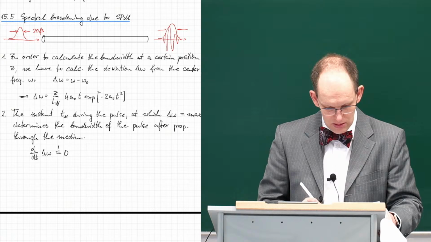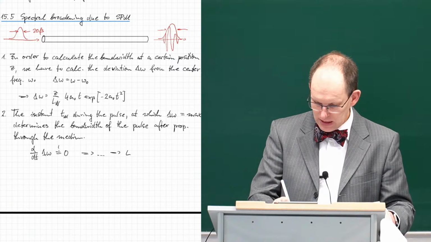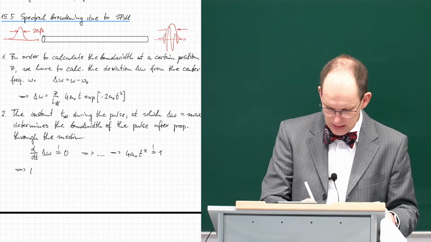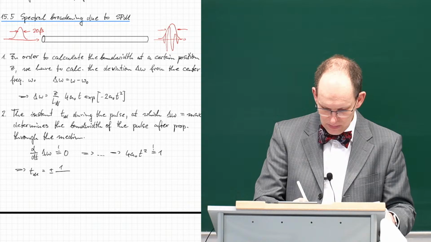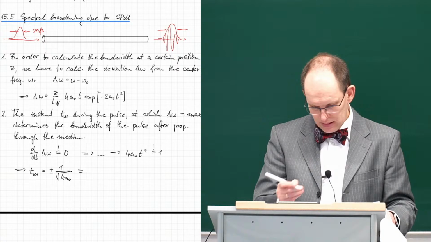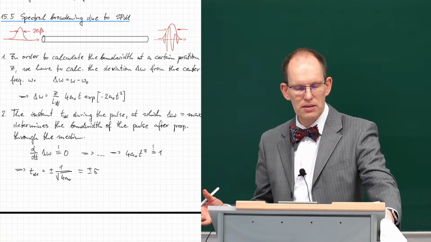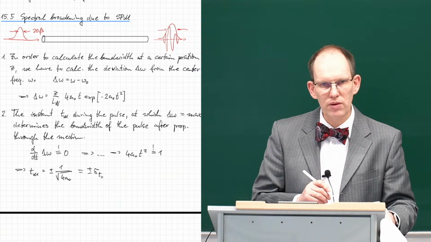And what we find after a quick calculation is that this is the case if 4 times a naught times t squared equals 1. And this means that t_m is given by plus minus 1 over the square root of 4 a naught. And now if you look it up in the equation in chapter 14, then you find that this is the time where t equals the standard deviation, right? It's not the full width at half maximum, it's slightly off.